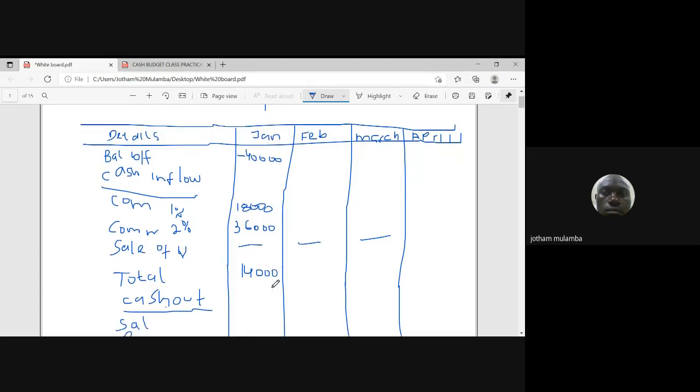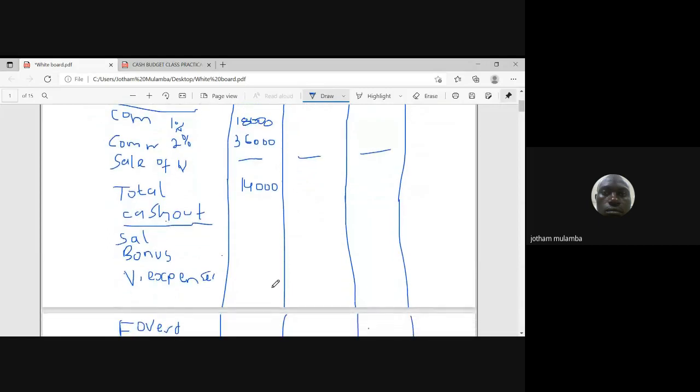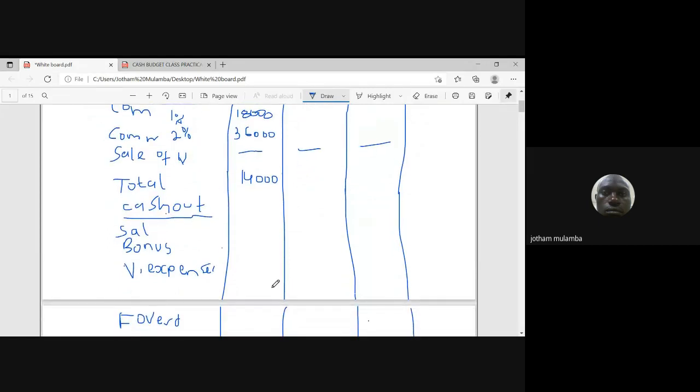Cash out. We had already calculated our salary. How much was our salary per month? 26,250. Just to notify you, I can see some are sending messages. Once I'm using the whiteboard, I'm not able to read the messages. So you can just unmute and give us the response.